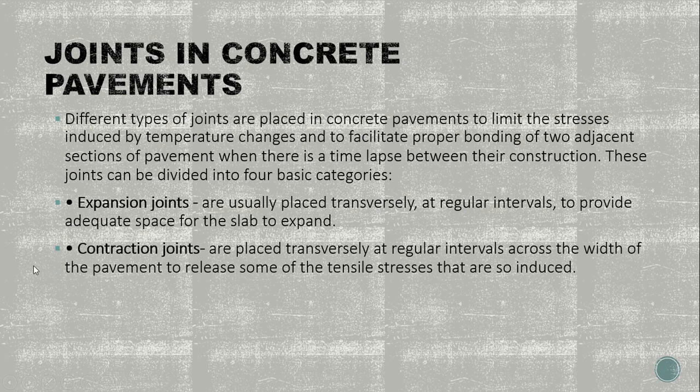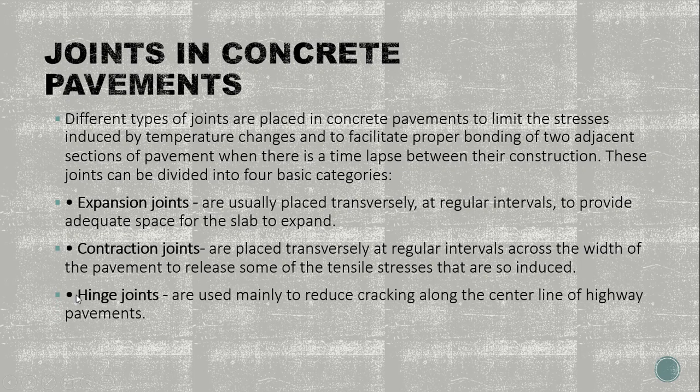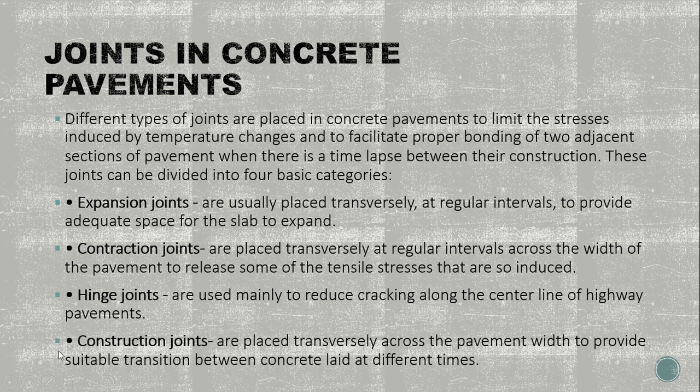Another is the contraction joints. They are placed transversely at regular intervals across the width of the pavement to release some of the tensile stresses that are induced. The third one is the hinge joints. They are used mainly to reduce cracking along the center line of highway pavements. And lastly, the construction joints. They are placed transversely across the pavement width to provide suitable transition between concrete laid at different times.